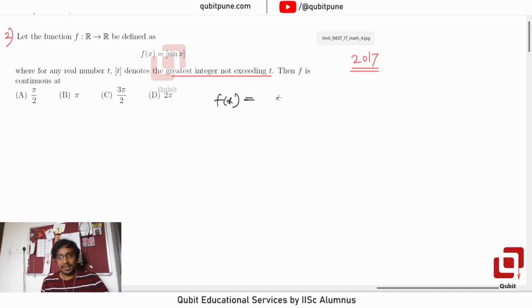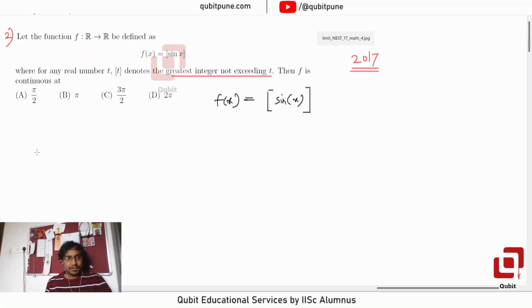The function is a composite function. The inner function is sin x and the outer function is box x. Now what is the interval in which all of these values belong? Closed interval 0 to 2 pi. Of course, some values need to be considered after 2 pi to check for the continuity there. So first let us investigate it at pi by 2.